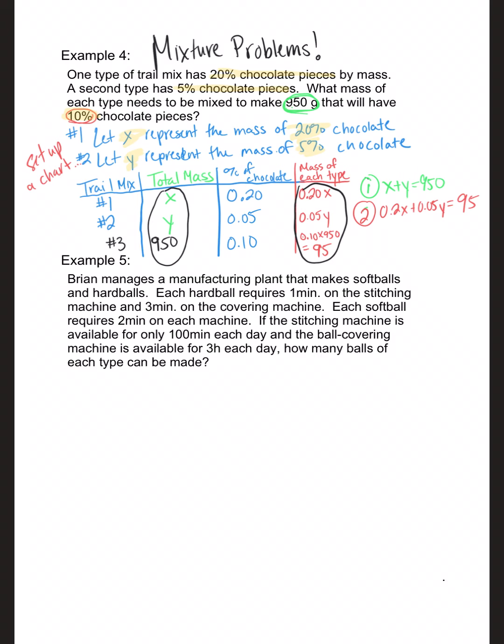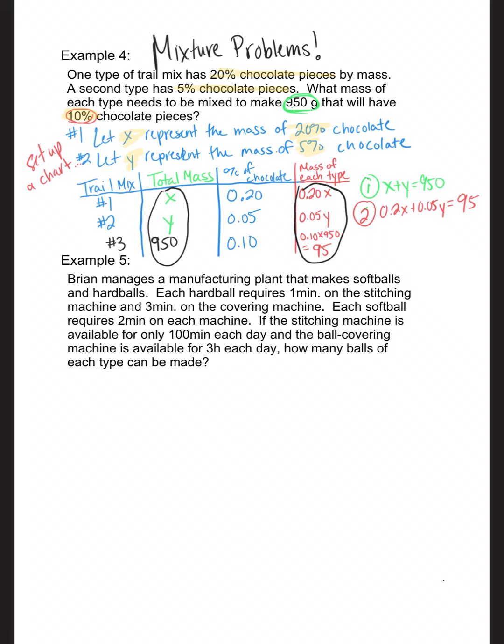We're going to try one more table. This one is going to involve time instead of percentages, but the process is the same. So Brian manages a manufacturing plant that makes softballs and hardballs. Each hardball requires 1 minute on the stitching machine and 3 minutes on the covering machine. Each softball requires 2 minutes on each machine. If the stitching machine is available for only 100 minutes each day, and the ball covering machine is available for 3 hours each day, how many balls of each type can be made?